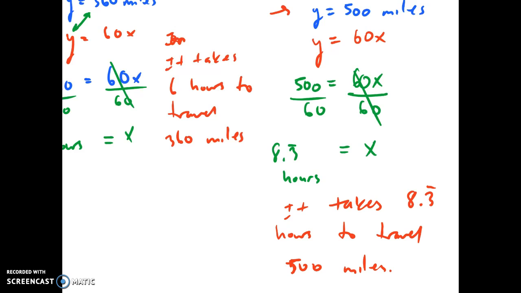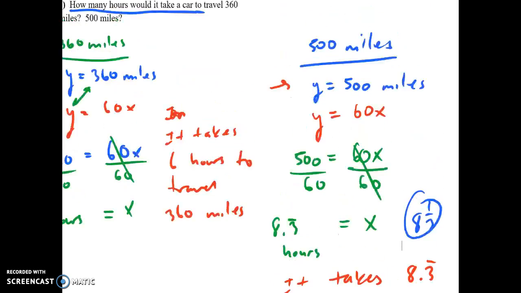All right, this is a 5. And another way to write 8.3 with a bar over it is actually 8 1/3. All right, so either answer is fine. Make sure you are able to write a sentence or two concluding what you found.